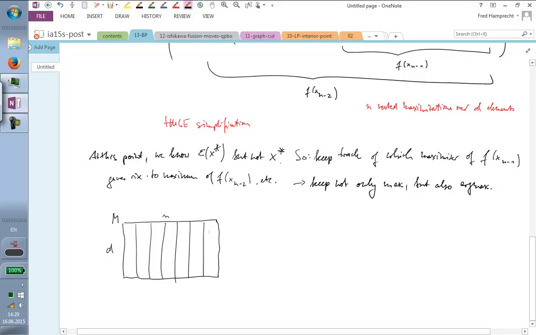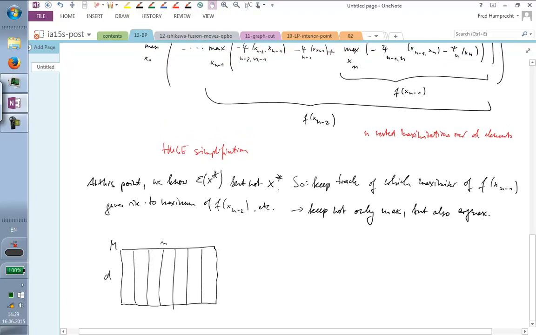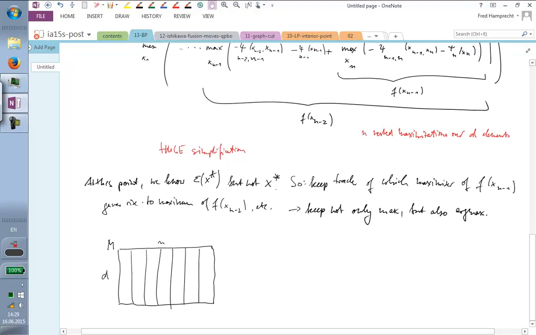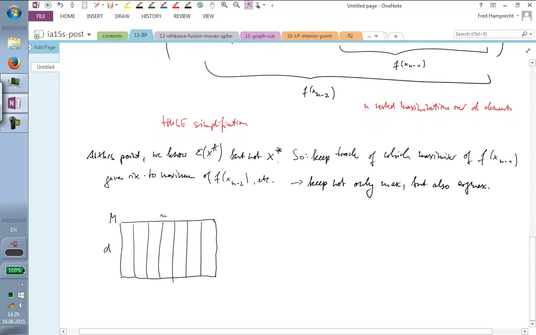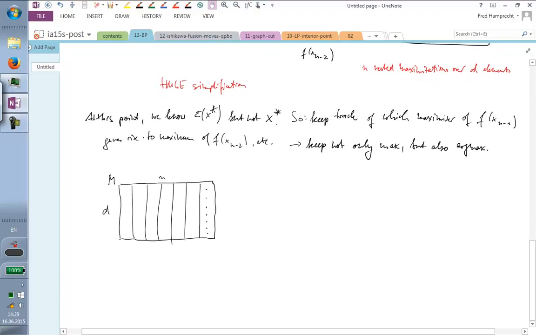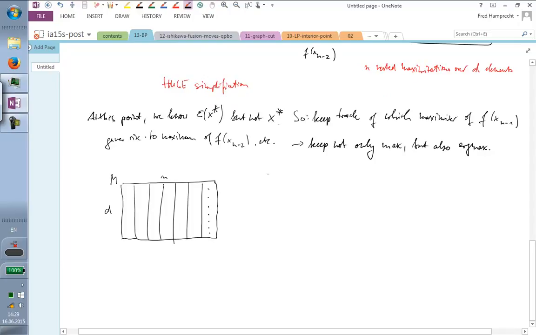So in here would be, if I take the result from this innermost maximization, the actual values that I found in this innermost maximization for the d states that my variable x_n can take. So these are discrete numbers that I can store here, and what I now want to store in a second matrix, a matrix A, is the information.